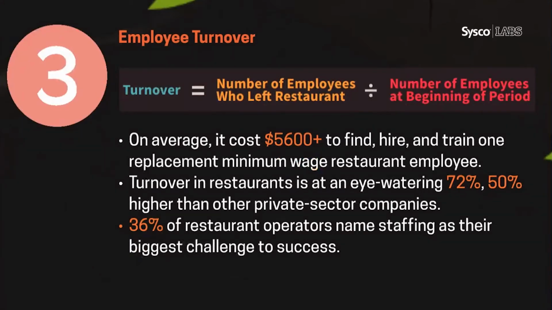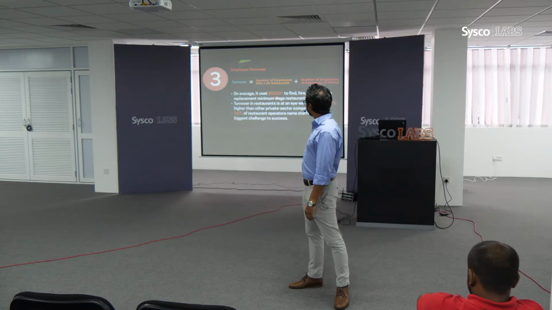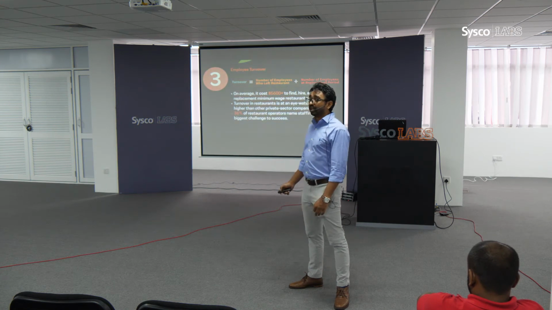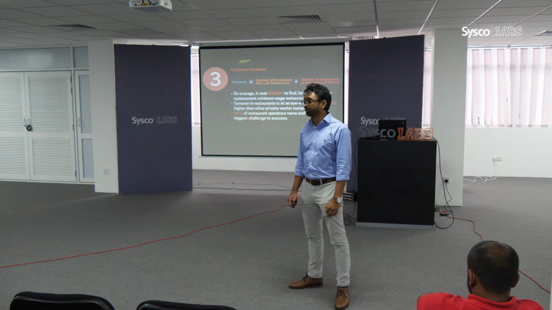Employee turnover is another key KPI in that context, right? Remember, we talked about this. This is the single biggest challenge that restaurants face. So they need to be mindful of that turnover. And this is again an average: they have to spend almost $6,000 to recruit somebody, train somebody, and get them to be productive. On average, they have to spend about $6,000 additional.